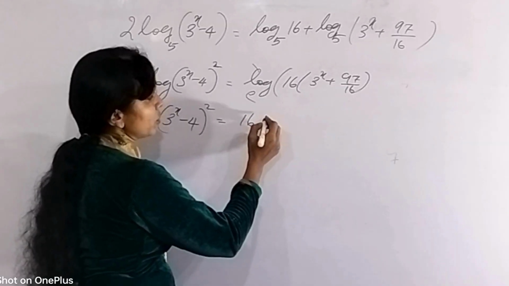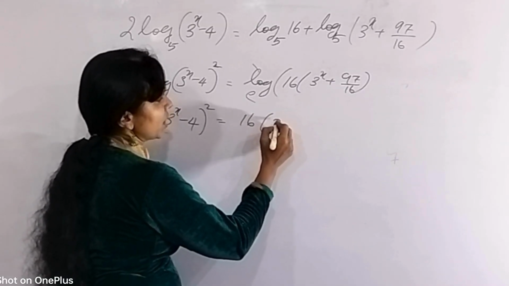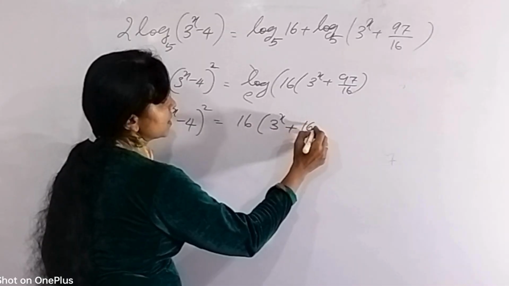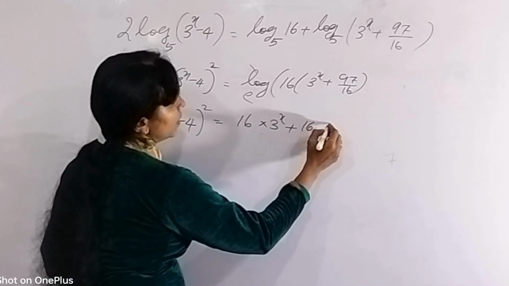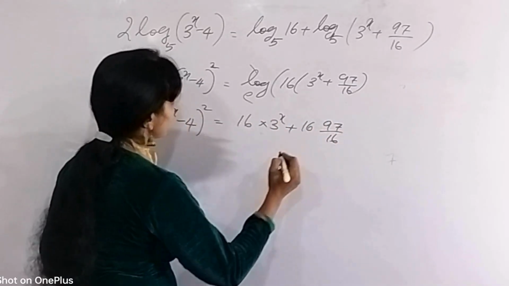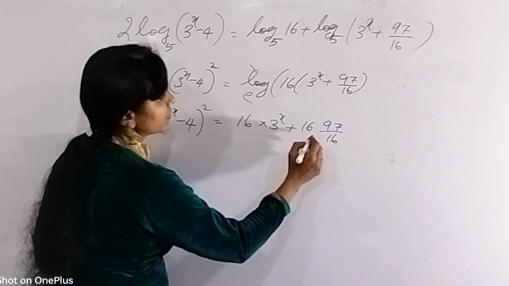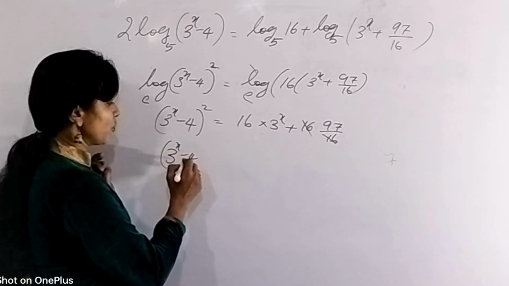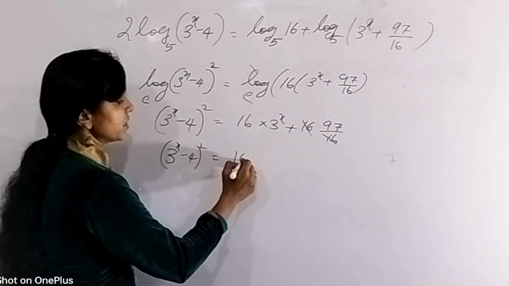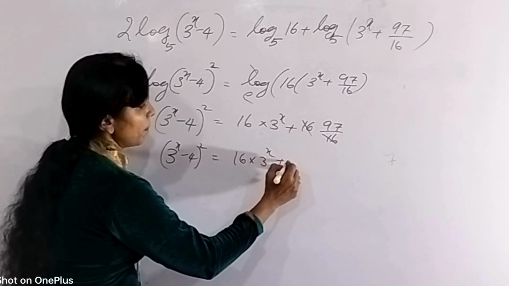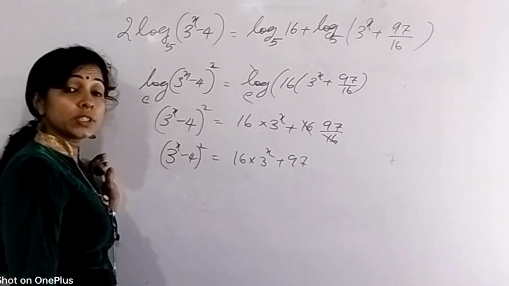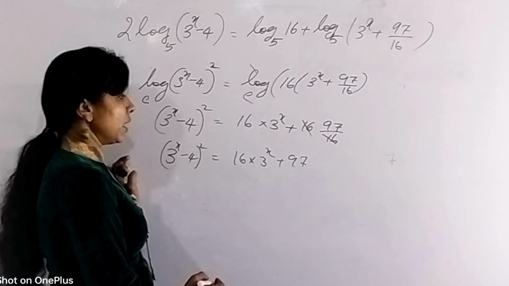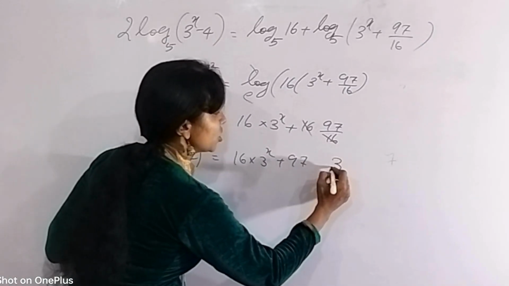I am opening the bracket also. 16 into 3 raised to x plus 16 into 97 by 60. So what will we get? 16 cuts. So 3 raised to x minus 4 the whole square is equal to 16 into 3 raised to x plus 97.